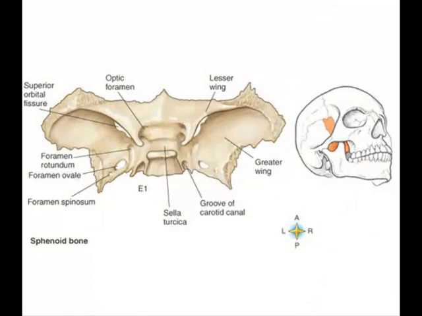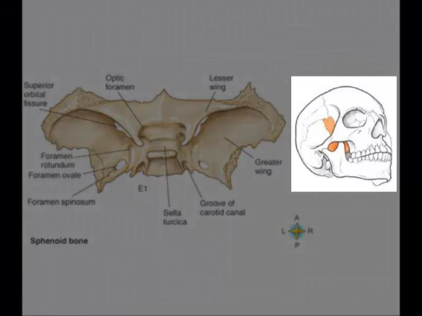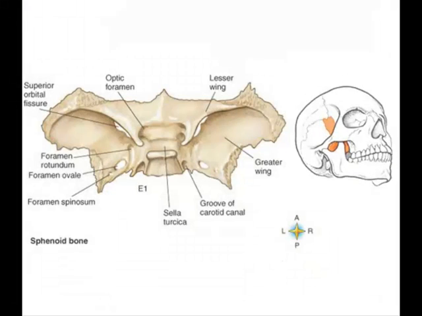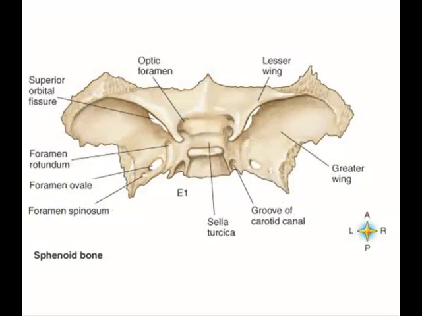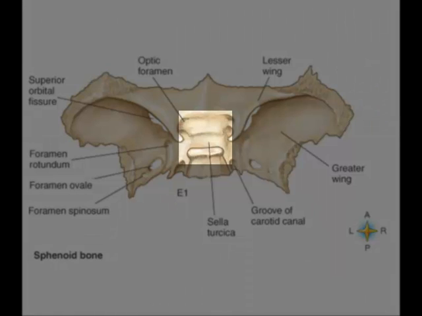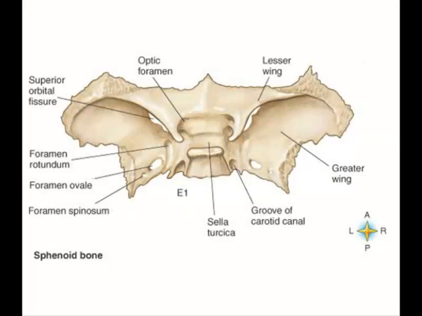The sphenoid bone is displayed from the superior aspect, with the skull outlined to its right, demonstrating the portion of the sphenoid visible on the external surface. On the superior view, and about the middle, there's a small depression called the sella turcica, which houses the pituitary gland.